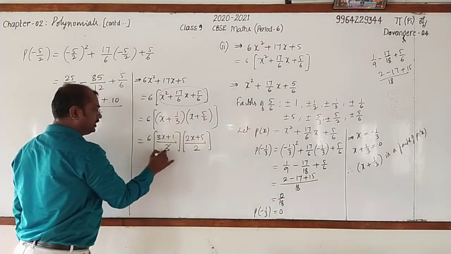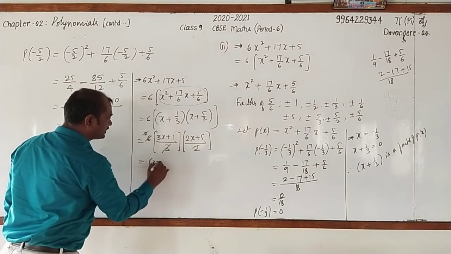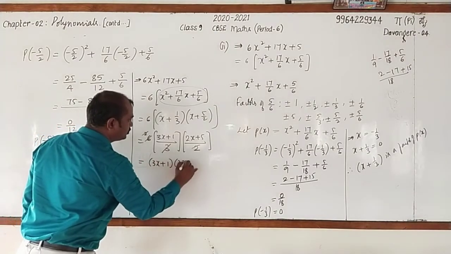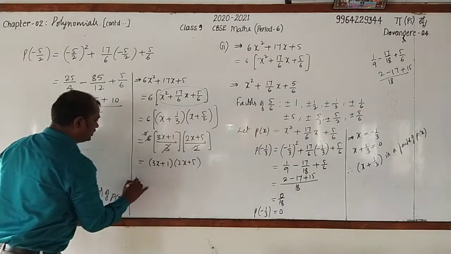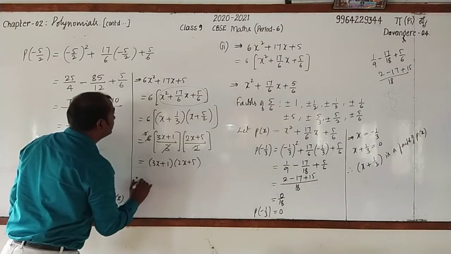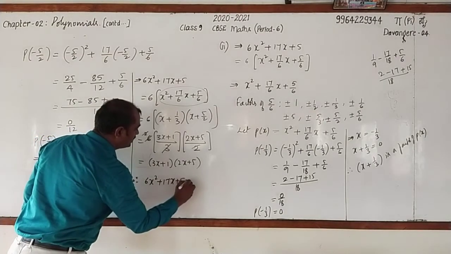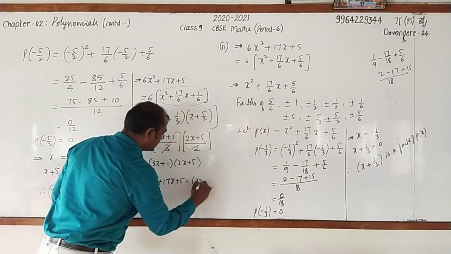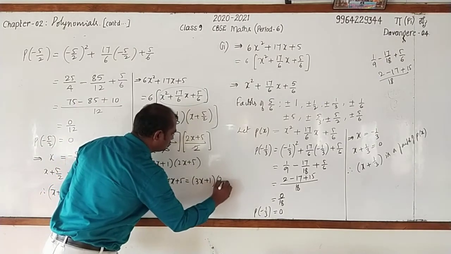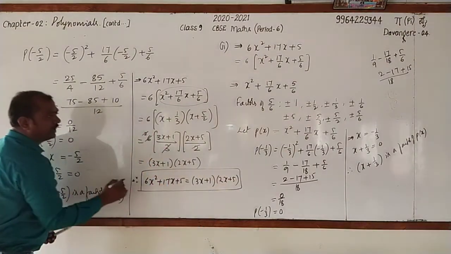Observe, 3 ones are 3, 2 ones are 2. It is (3x + 1)(2x + 5). Therefore, the factorization of 6x square plus 17x plus 5 can be written as (3x + 1)(2x + 5). Hope that you have understood.